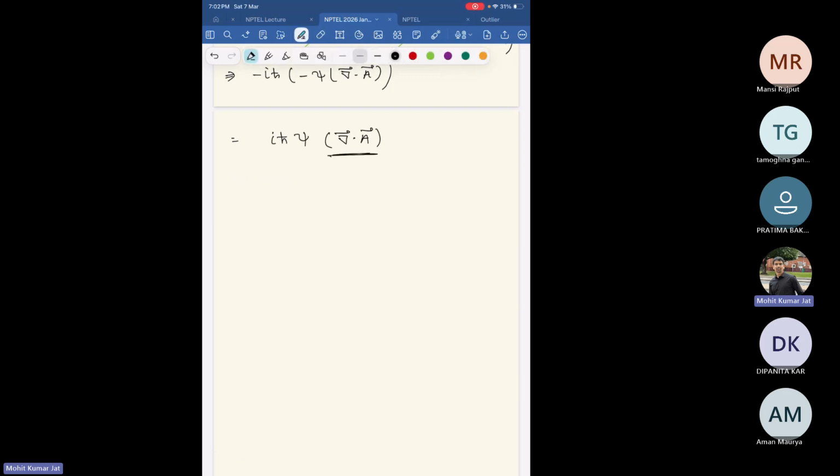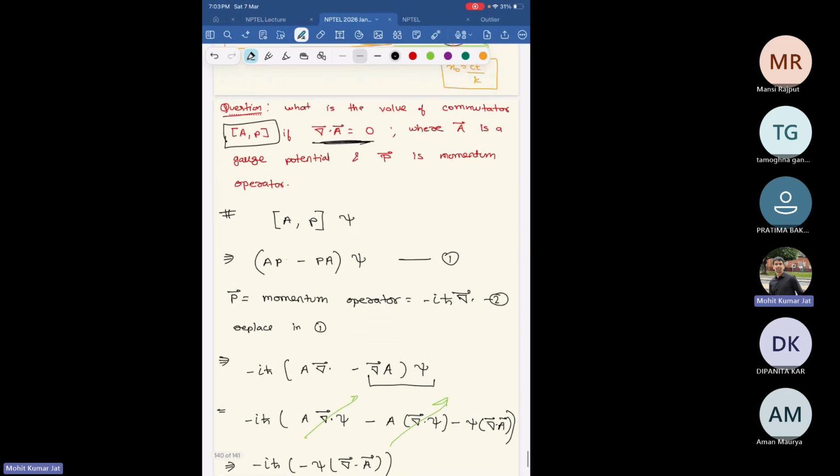So in short, if you take the commutator of A and P and operate it on any wave function, it will give you answer 0, given the divergence of A is 0 and P is equal to the momentum operator, minus i h bar gradient. So that's what it means, and that's how you evaluate the commutators in quantum mechanics. And typically in condensed matter, these are the kind of problems which you'll get in your midterm or final term exams also.